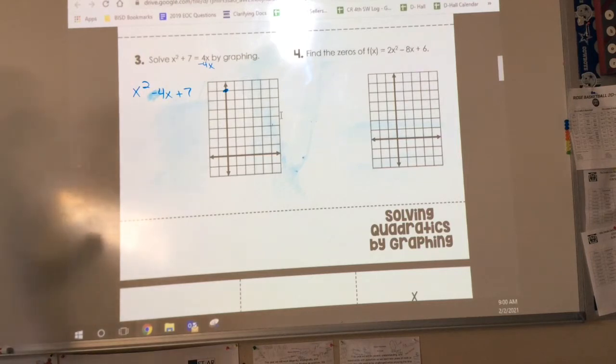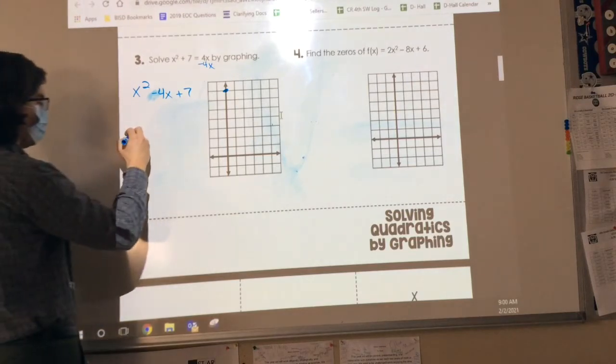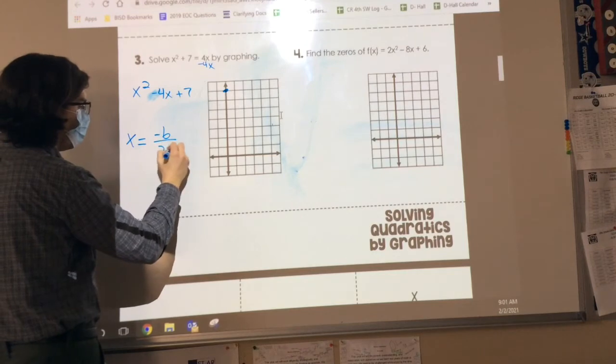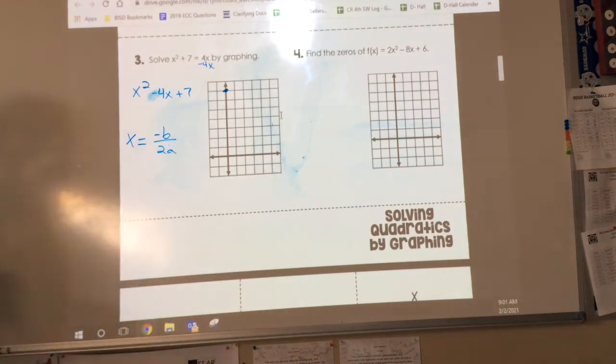Now what we need to do is figure out where my vertex or where my axis of symmetry is going to be. Now that formula can be found on our star chart. Axis of symmetry. And here's what that is. X equals negative b over 2a. X equals negative b over 2a.